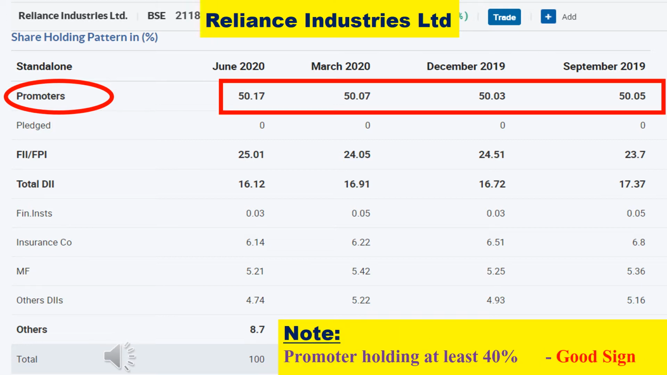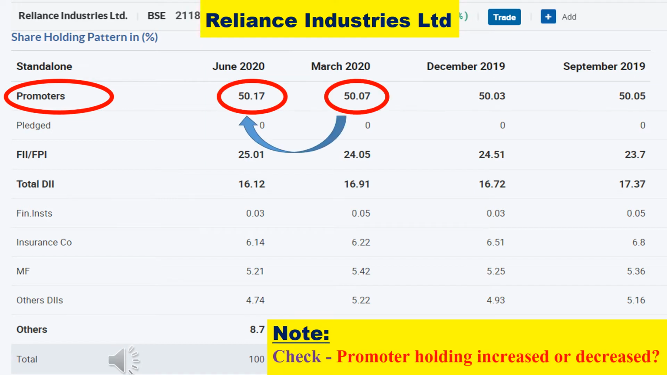In the shareholding pattern, first what we have to check is whether the promoter is holding a maximum percentage of shares or not. In my point of view, the promoter should hold at least 40% shares. Suppose the promoter is holding 40% shares or more than that, then it is considered a positive sign. Next, we have to check whether, when compared to the previous quarterly, in the current quarterly the promoter holding has increased or decreased.